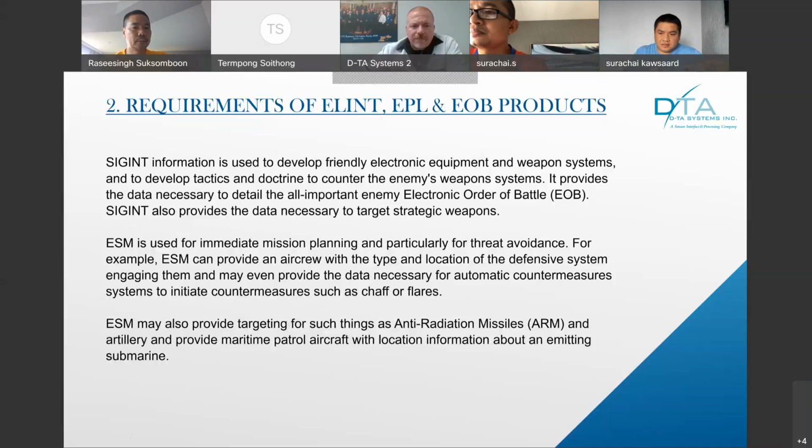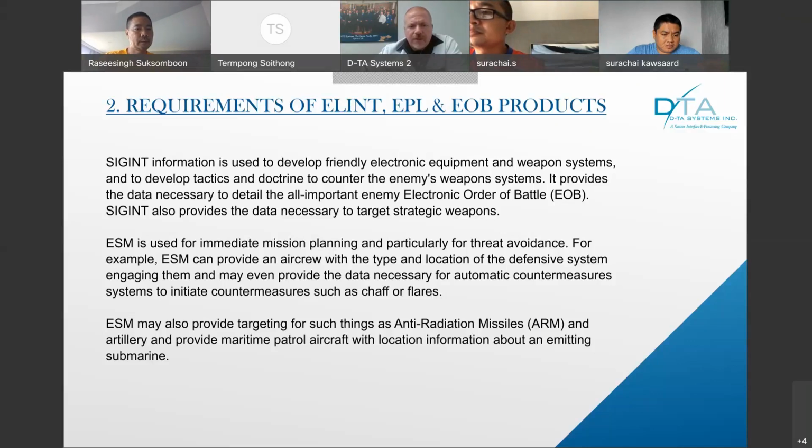SIGINT information is used to develop friendly electronic equipment and weapon systems, and to develop tactics and doctrine to counter the enemy's weapon systems. It provides the data necessary to detail the all-important enemy electronic order of battle, or EOB. SIGINT also provides the data necessary to target strategic weapons.